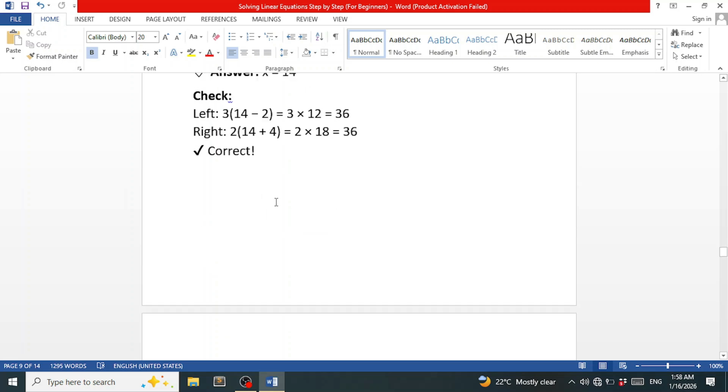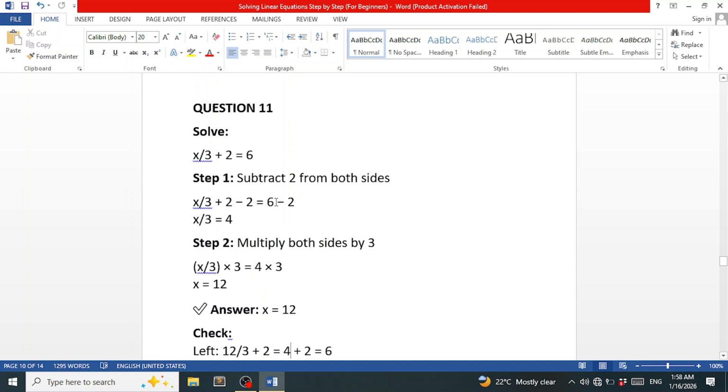Let's go to question 11. Okay, question 11, solve x over 3 plus 2 equals 6. This is the same as reading it as x divided by 3 plus 2 equals 6. Now these are fractions, okay? How do we work on these?